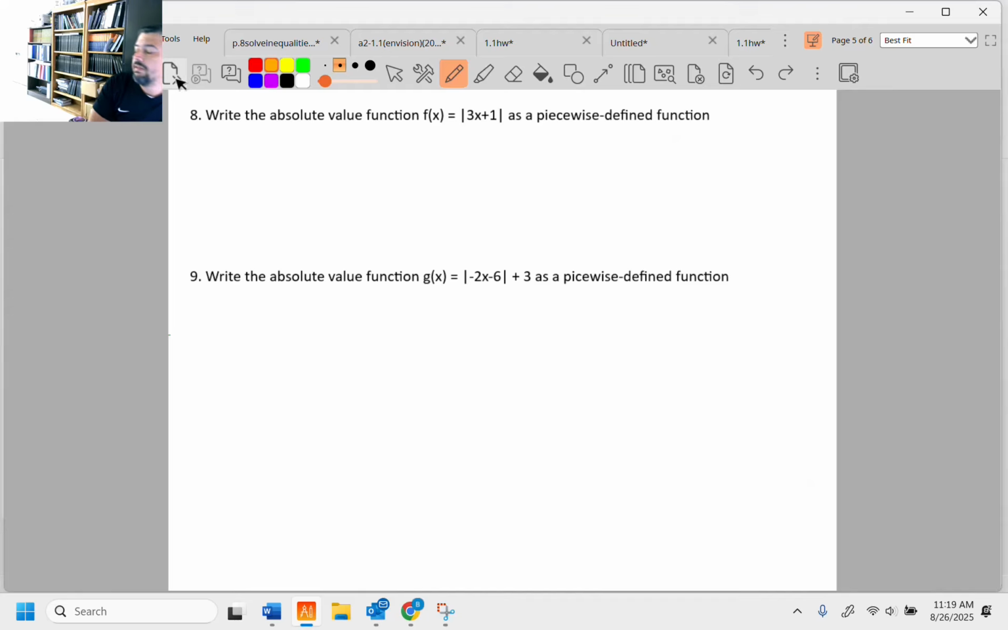Alright, write the absolute value function f of x equals 3 times x plus 1 as a piecewise defined function. And a picture is always worth 1,000 words. So let's pull that 3. And let's take a look at the graph. That'd be a shift left a third. Then we would rise 3 and run 1.